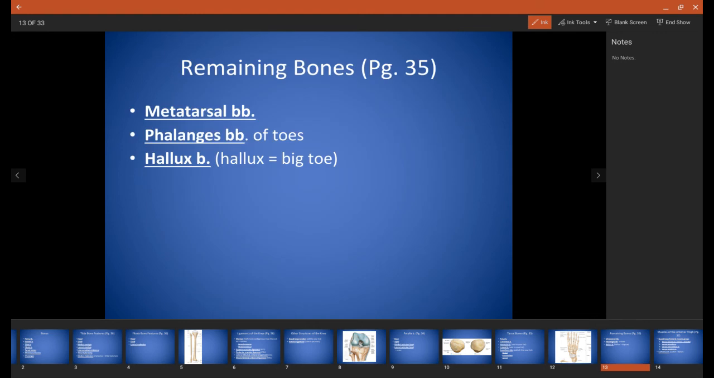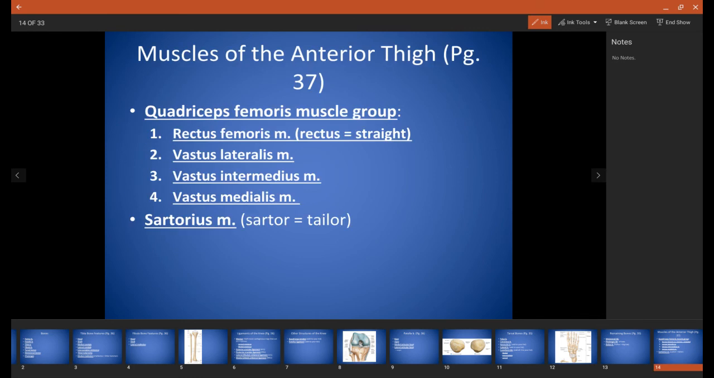And so that's what these terms are right here. Metatarsals we just did, phalanges we just did, and hallux we also just did on the last picture. And that will complete bones for chapter 4.